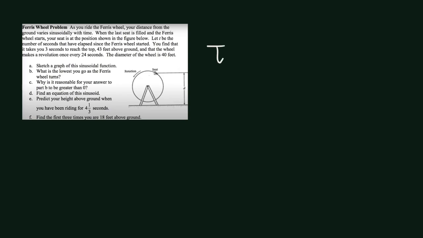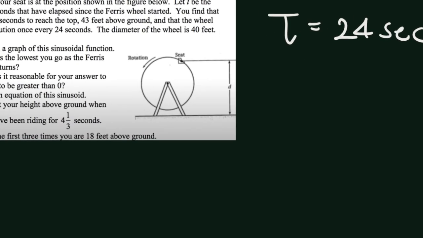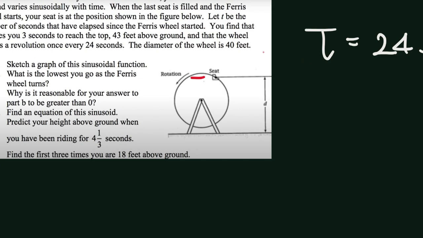We already know the period is going to be 24 seconds because as you see here, it makes a full revolution every 24 seconds. Now, what else do we know? We know that the Ferris wheel that we're working with, this Ferris wheel, has a diameter of 40 feet.